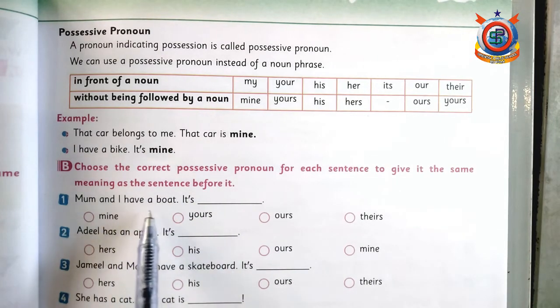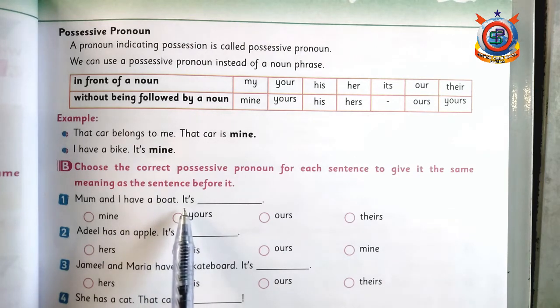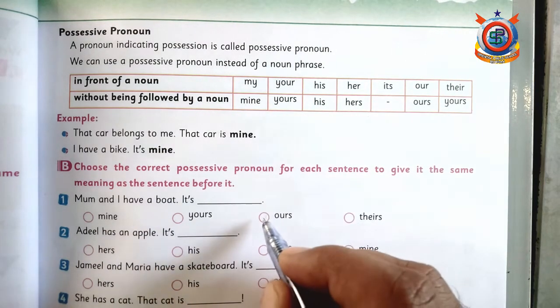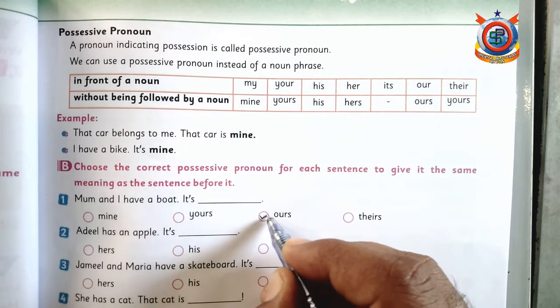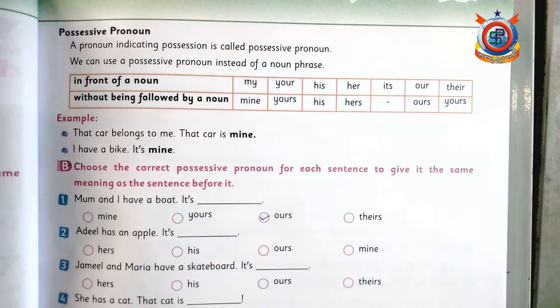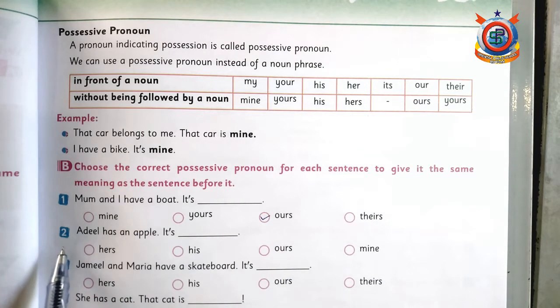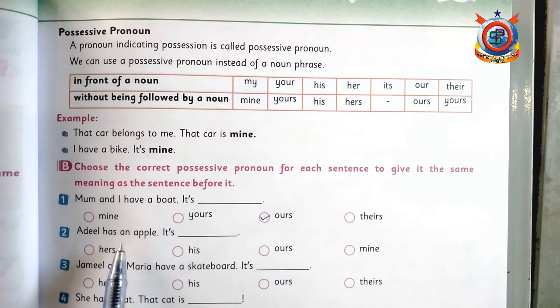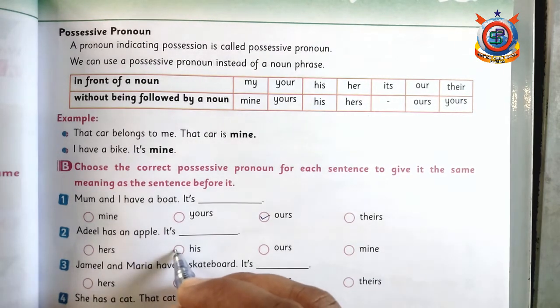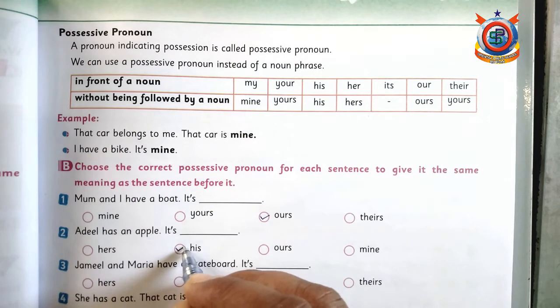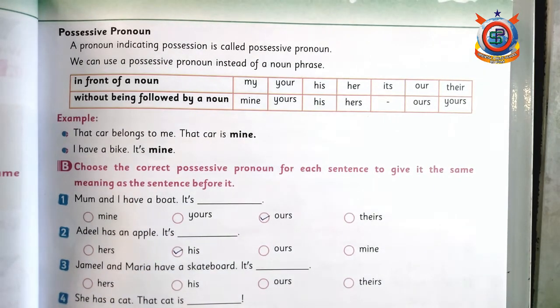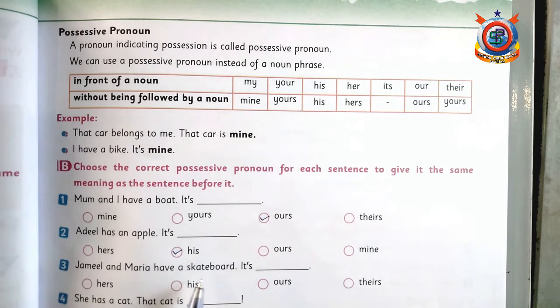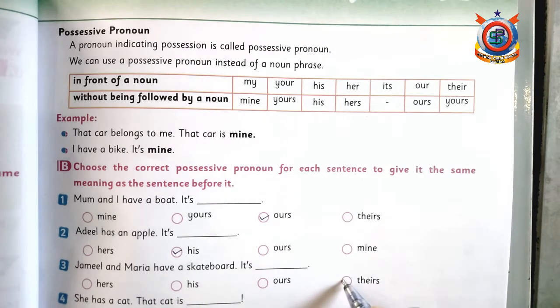Mom and I have a boat. It's ours. The right option is option C, ours. Number 2. Adil has an apple. It's his. Option B. Number 3. Jamil and Maria have a skateboard. It's theirs. The right option is option D.